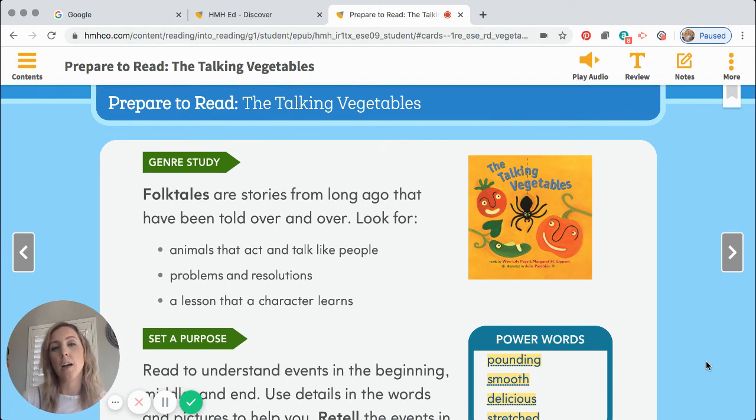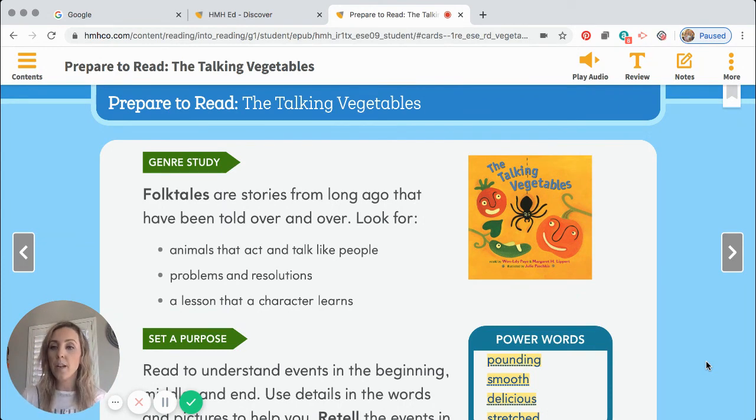called The Talking Vegetables. Before we get started, there are a couple of things that you will need in order to read along with me. The first thing that I'm going to ask you to grab and have in front of you is your myBook. And if you want to, you can go ahead and open up to page 54 of your myBook text and get ready to get started reading with me.